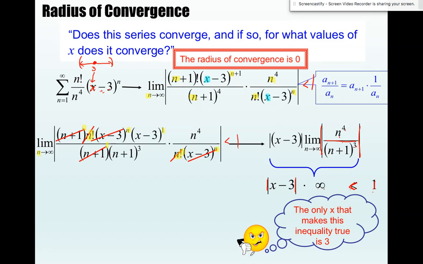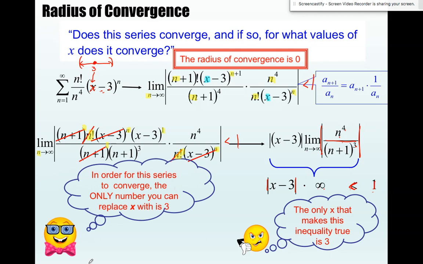So this is not a useful series. I went through all that work to find out that this is not a useful series at all. Boo. In order for this series to converge, the only number I can replace x with is the center, 3. Not very useful. Now let me ask you this. What if this had been reversed?